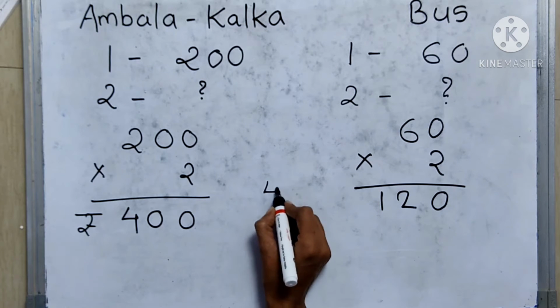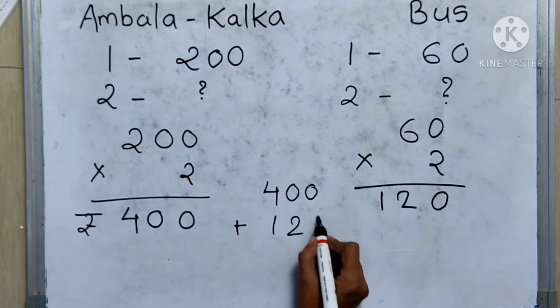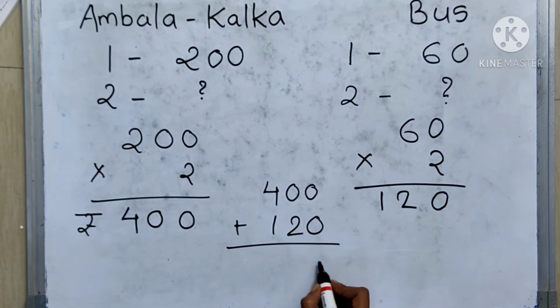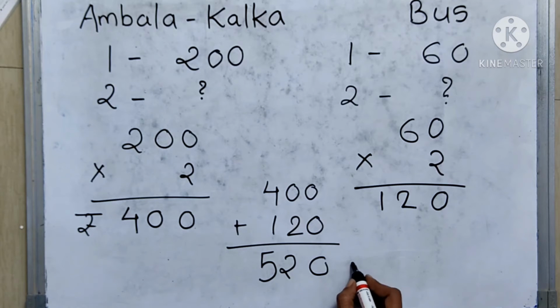I am going to add this: 400 plus 120, 0 plus 0, 0 plus 2 is 2, and 4 plus 1 is 5. So they spent 520 rupees to reach Shimla.